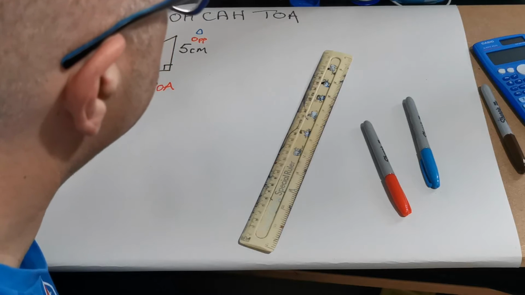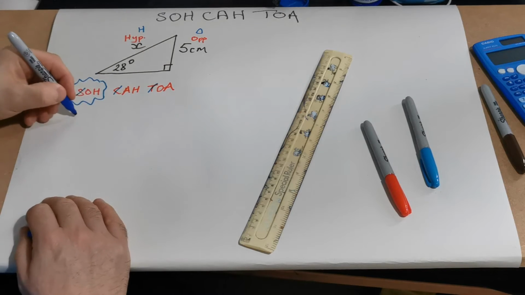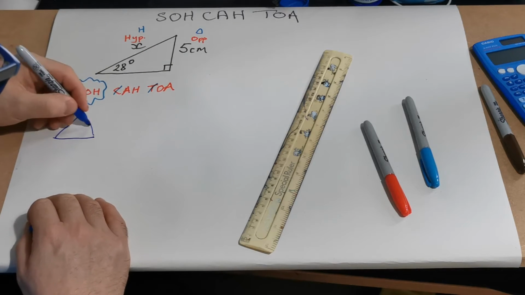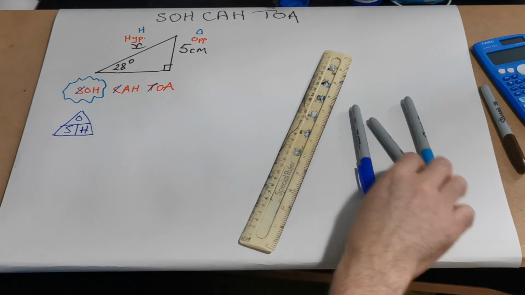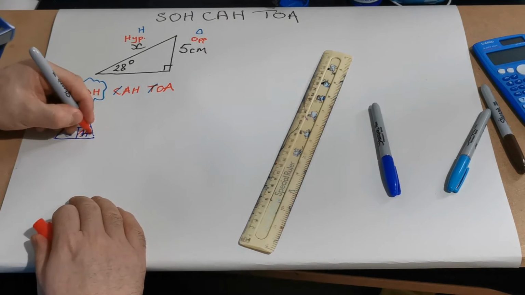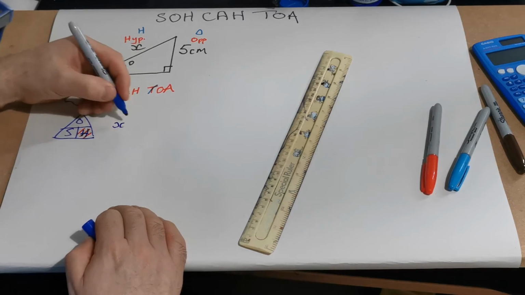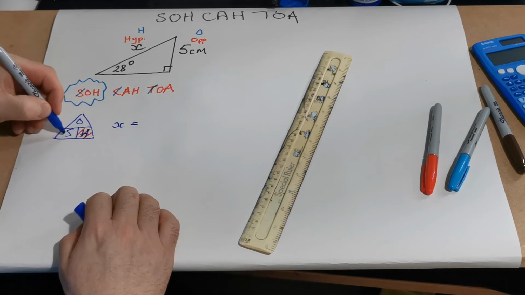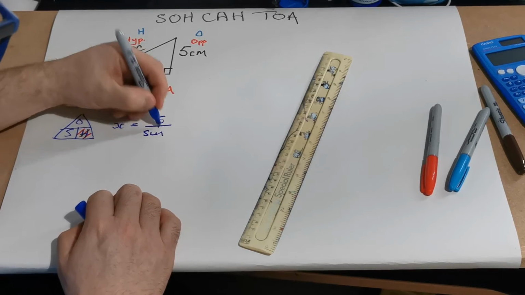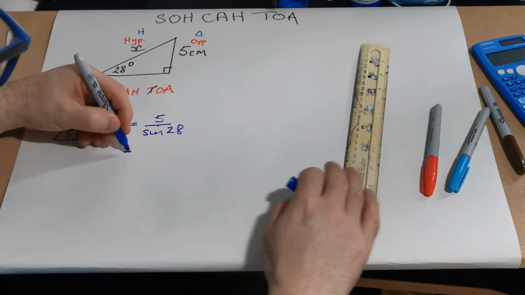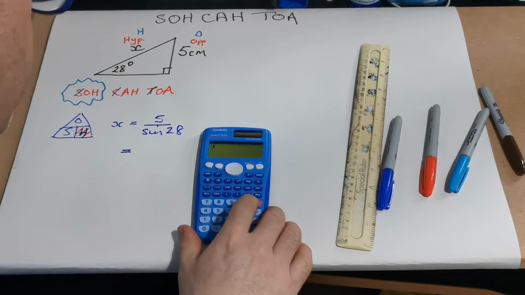So I'm going to start by drawing my algebra triangle for SO. The middle letter is always the one at the top. I'm finding the hypotenuse. So x, what I'm finding, is equal to the opposite divided by sine. So it's 5 divided by sine 28. And we're remembering that sine is always attached to that angle, always. It's not anything on its own ever.